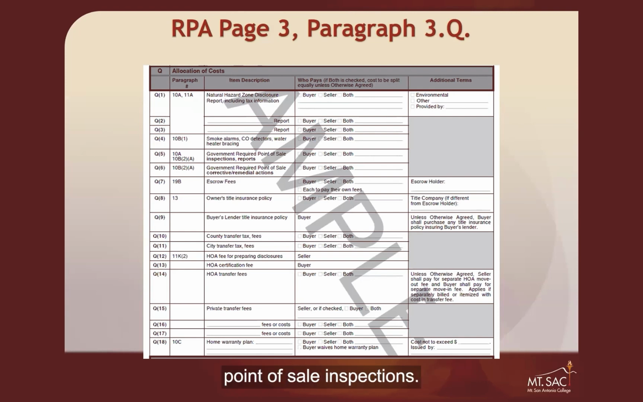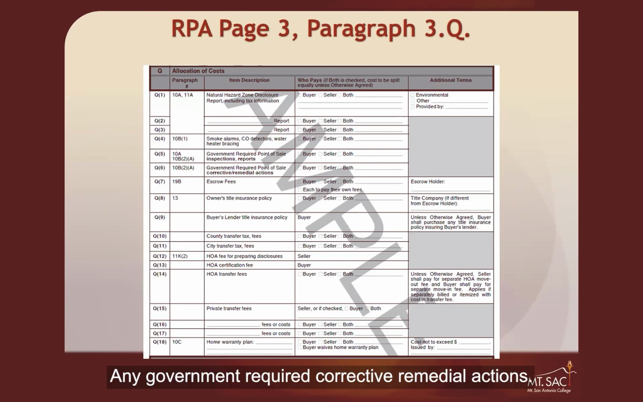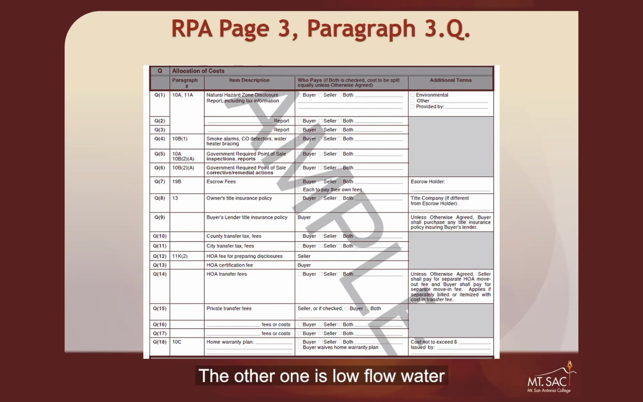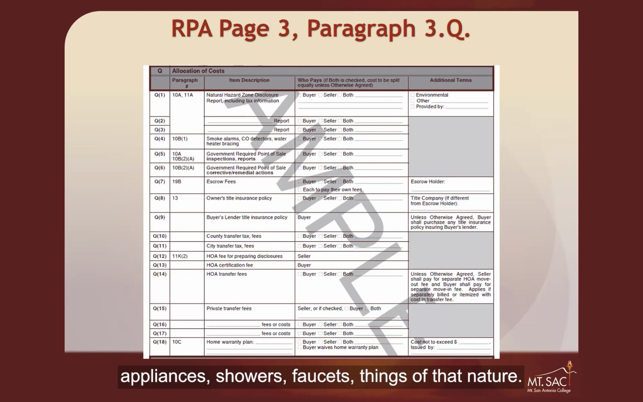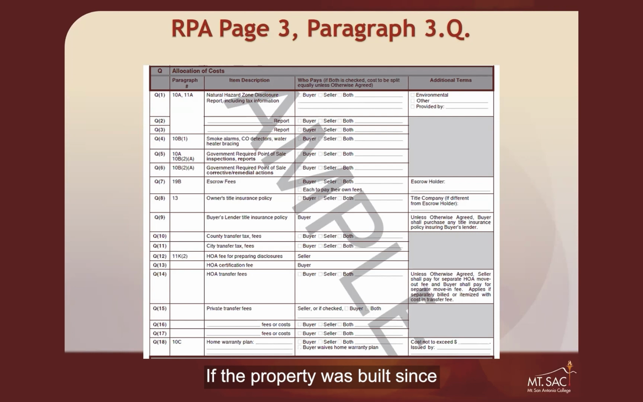Same thing with government required point of sale inspections, any government required corrective remedial actions. The big one there on inspections, if you're in a city where they do require a point of sale inspection, of course, they're going to be looking for water heater, smoke, and carbon monoxide. The other one is low flow water appliances, showers, faucets, things of that nature. If the property was built since 1994, they should be compliant unless the seller changed it, right?